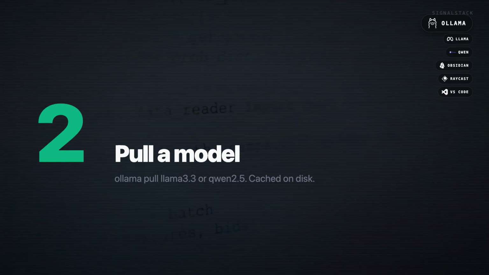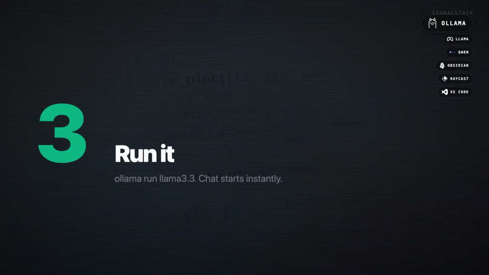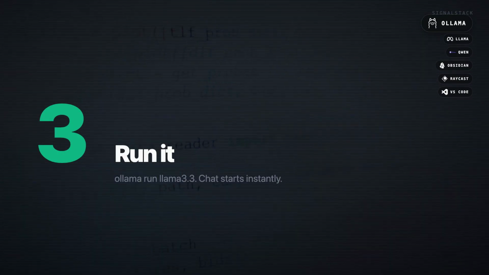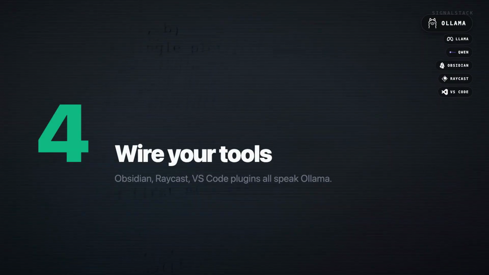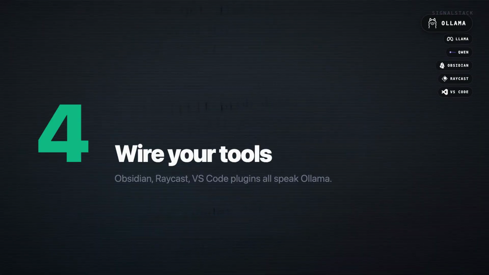Step 3, run the model. 1 command, ollama run, and it talks back in your terminal instantly. Step 4, point your real tools at it. Obsidian has a plugin, Raycast has a plugin, VS Code has a plugin. They all speak to Ollama over localhost, so your existing workflow keeps working. You just swap the endpoint.